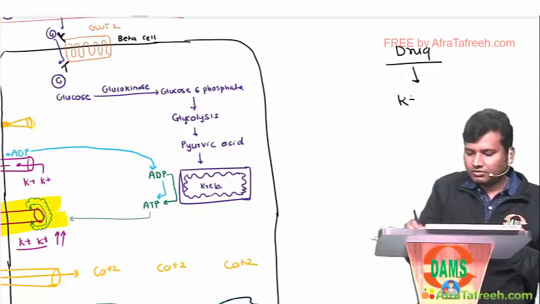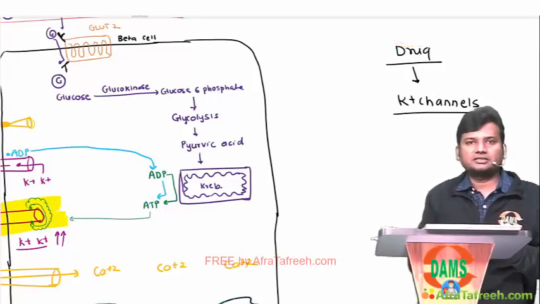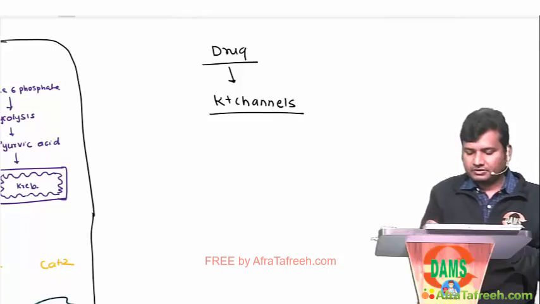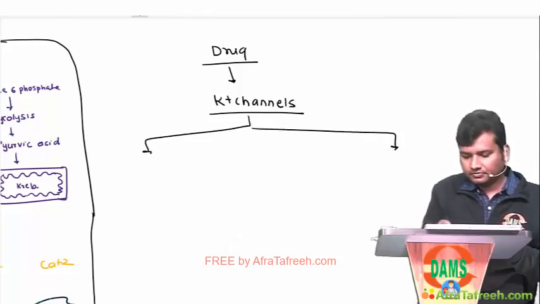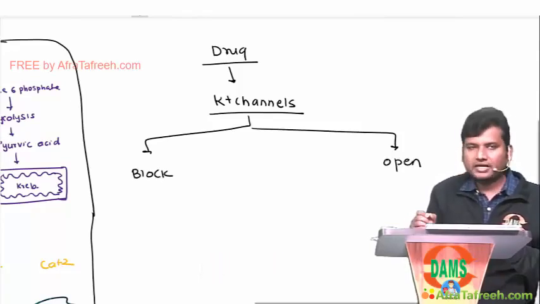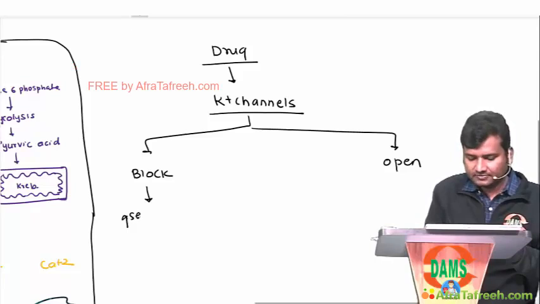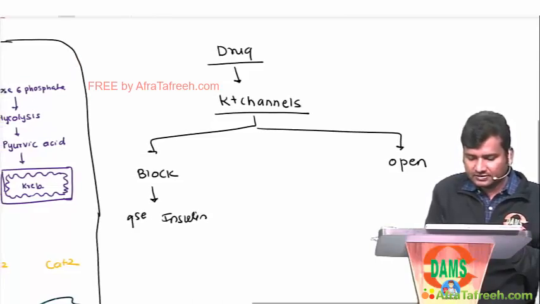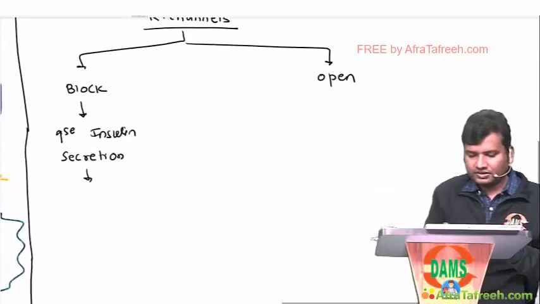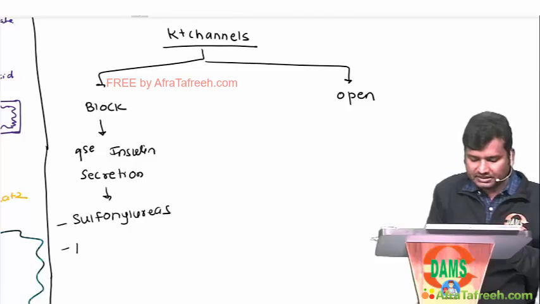So the drugs acting on potassium channels of beta cells: drugs which can block potassium channels and drugs which can open potassium channels. Drugs which can block potassium channels will increase insulin secretion from beta cell. Examples of this are sulfonylureas and meglitinides.